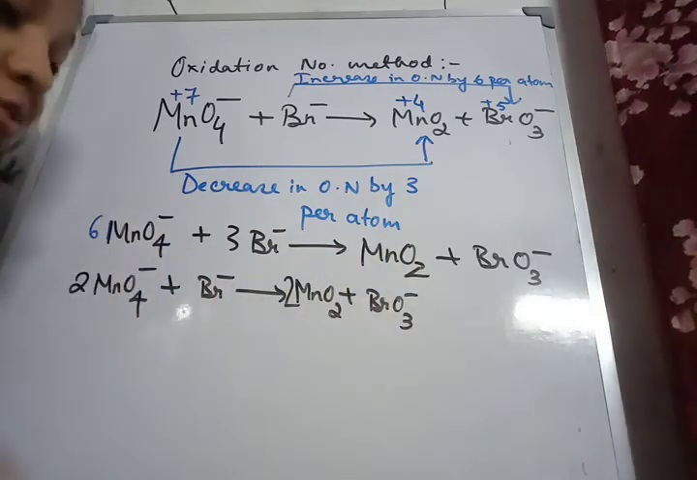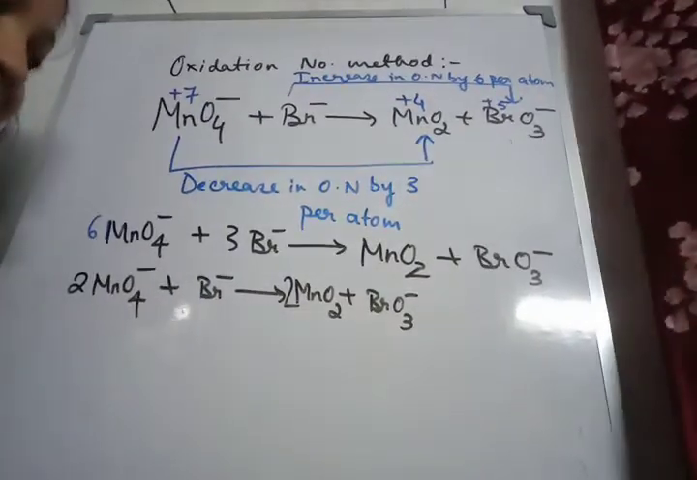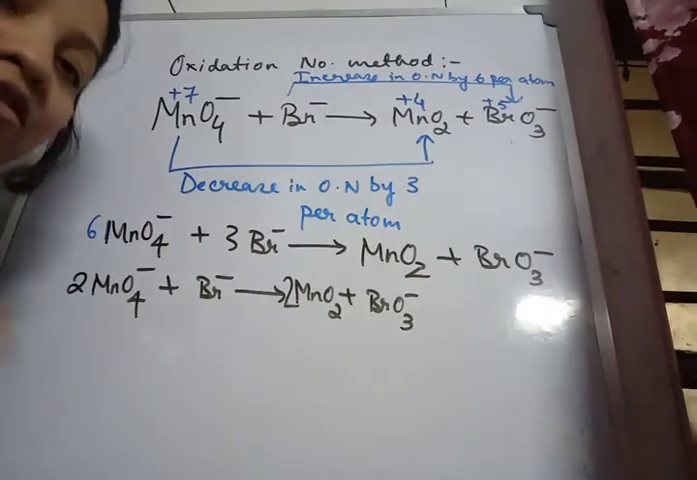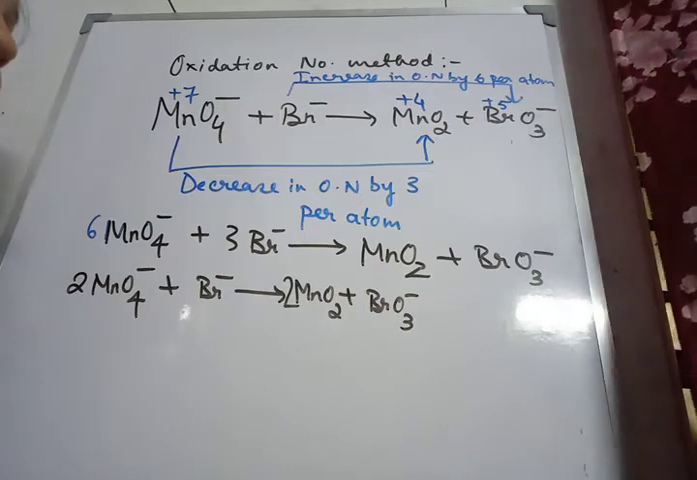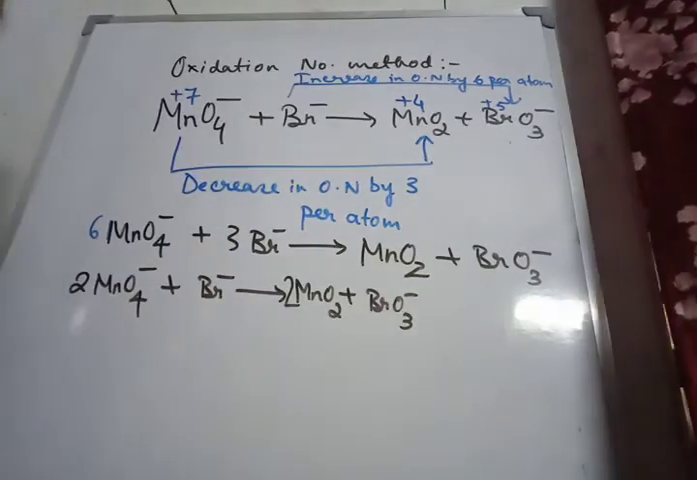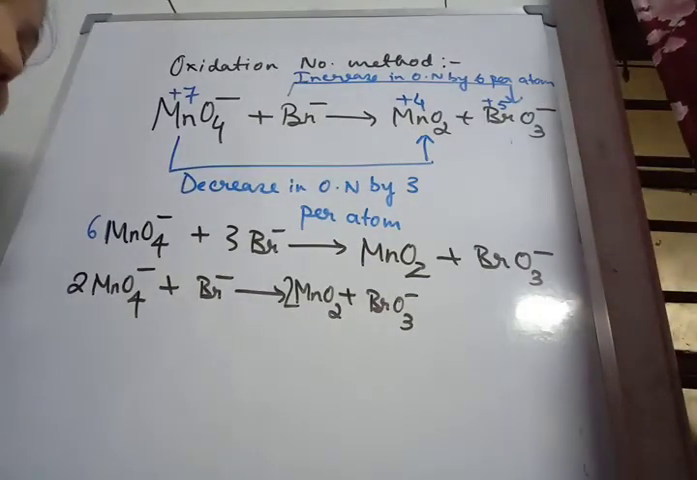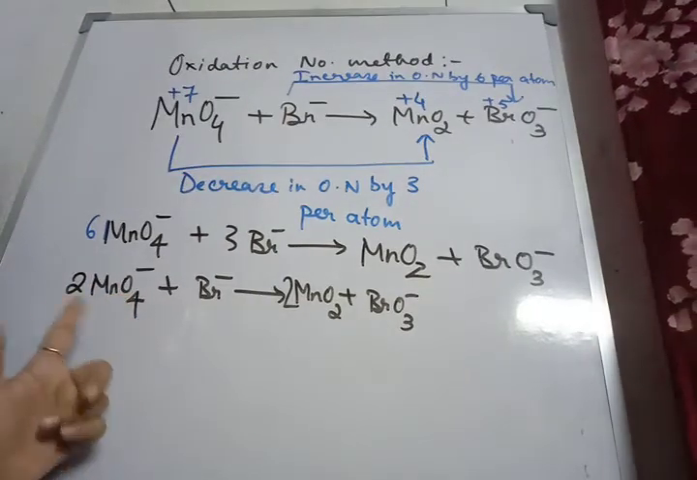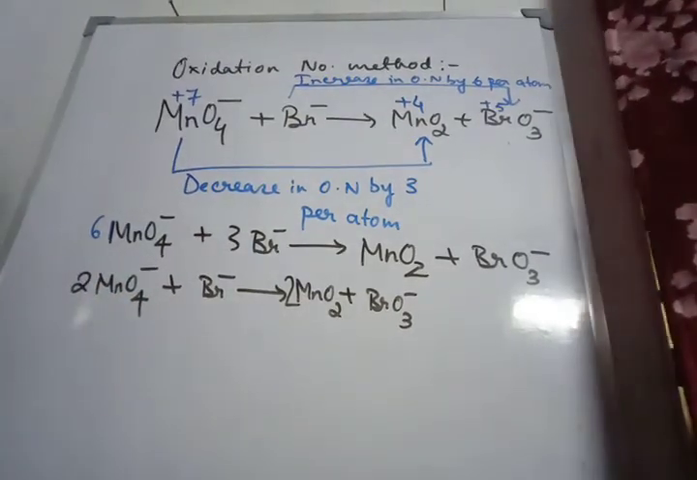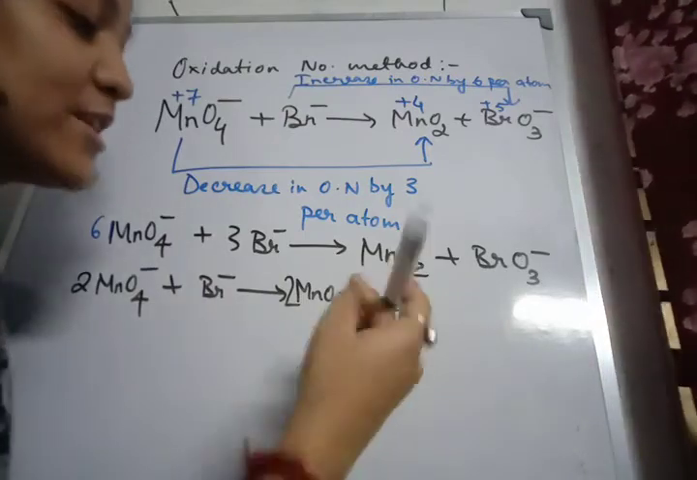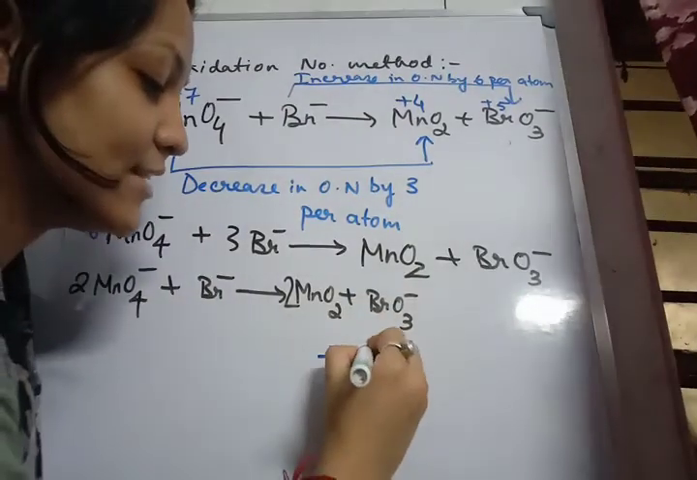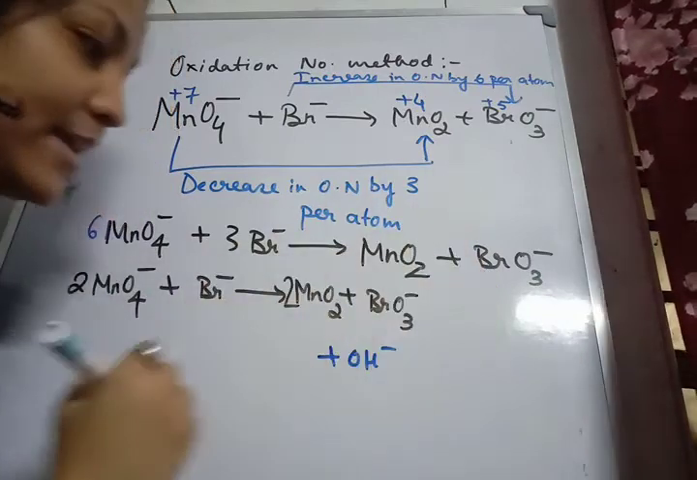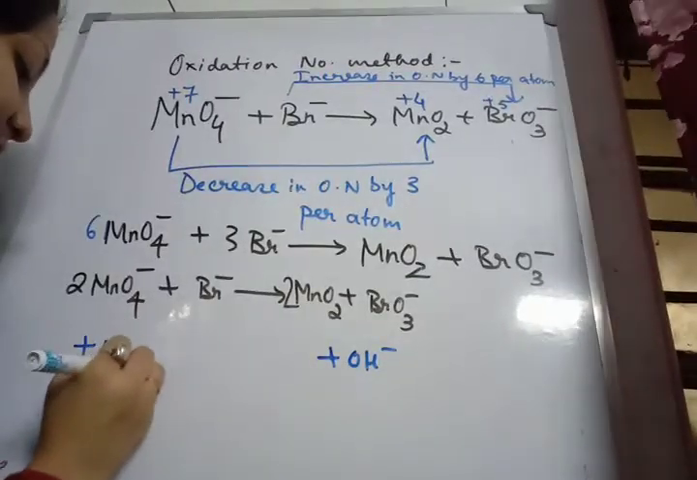Now it's time to balance oxygen. The medium is given as basic medium, so we have to add hydroxyl ions and water. Now hydroxyl ions, which side are we going to add? That which contains lesser negative ions or more positive ions. Here we can see the left hand side contains more negative ions. So OH negative will be added on the right hand side because it contains only one negative ion. That means water will be added on the opposite side.